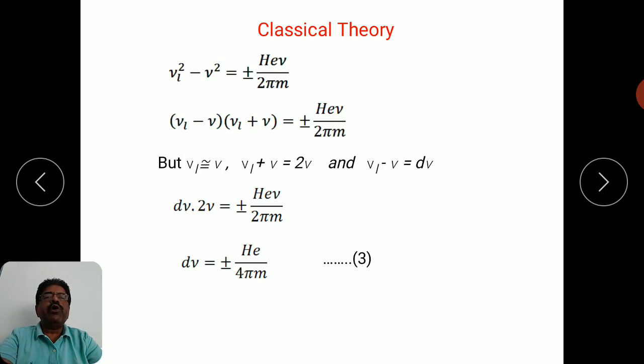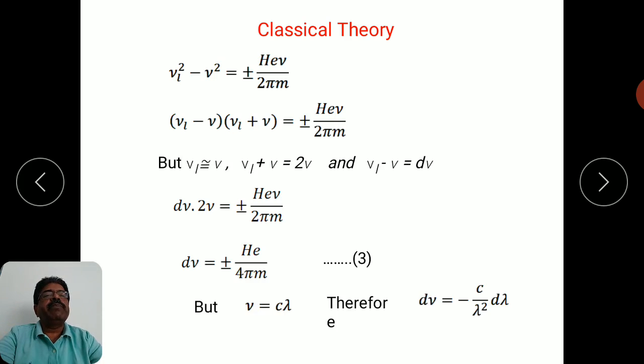So dν is important for us. What is the change in frequency because of the application of magnetic field? Either plus He upon 4πm or minus He upon 4πm. That will depend upon the motion of the electron, whether it is clockwise or anti-clockwise direction. But you know that ν, that is frequency, is given by the formula c/λ. Therefore dν is equal to minus c upon λ square into dλ. If you differentiate this, dν will be equal to minus c upon λ square, the differentiation of c/λ, into dλ.